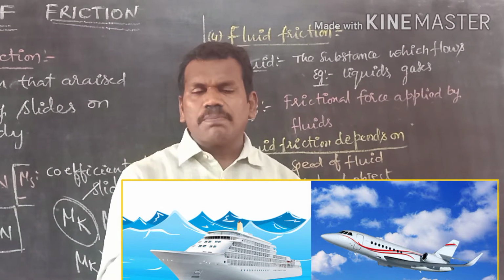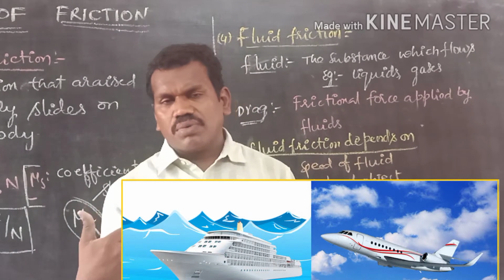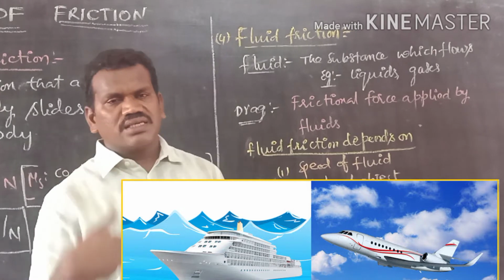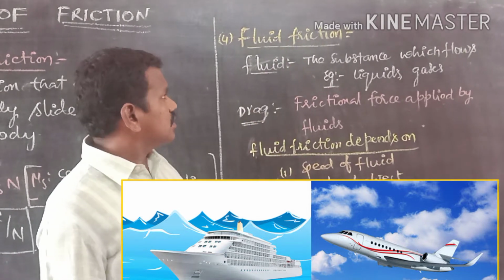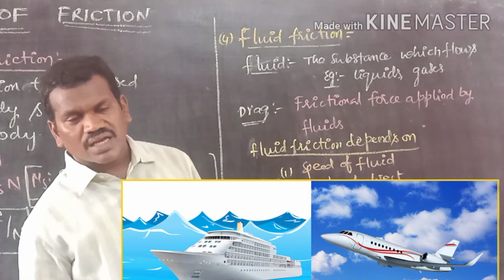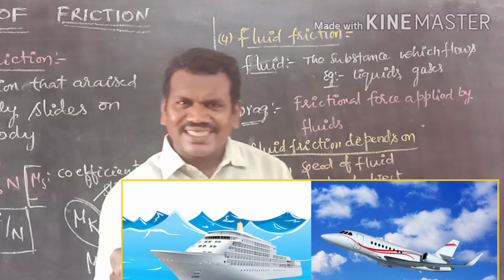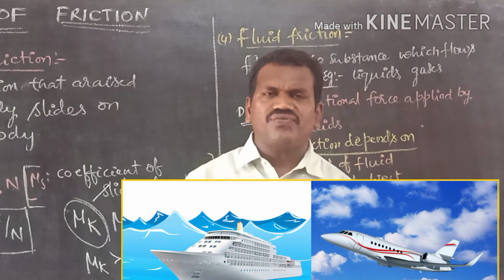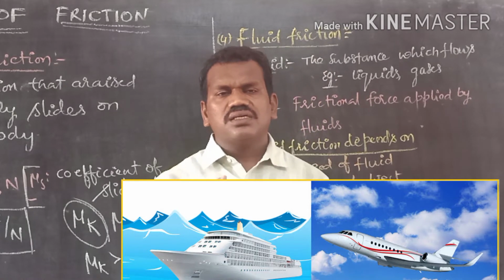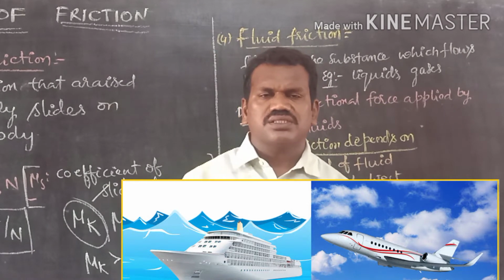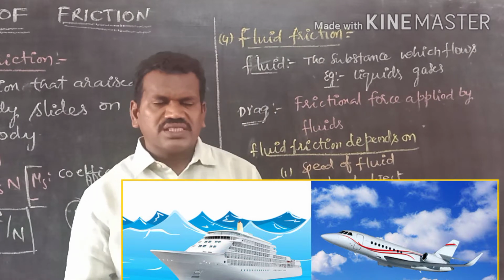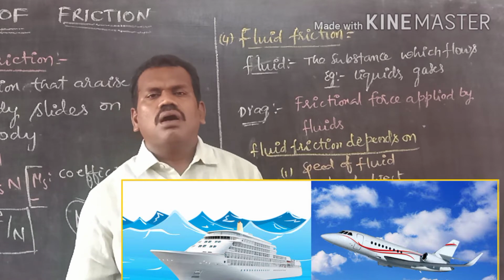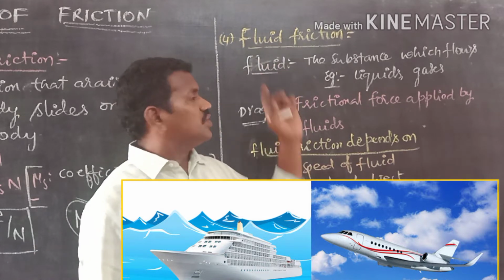The force applied by the liquid on the ball, or the force applied by the air on the ball, is nothing but fluid friction. Why? Because both of them are restricting the movement of the object. Both of them are examples of fluids. Water and air are examples of fluids. So the friction applied by the fluid on the object is fluid friction.